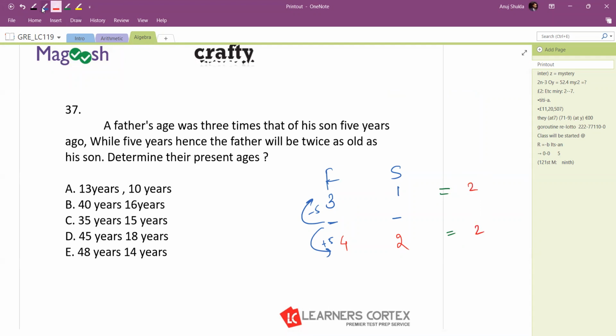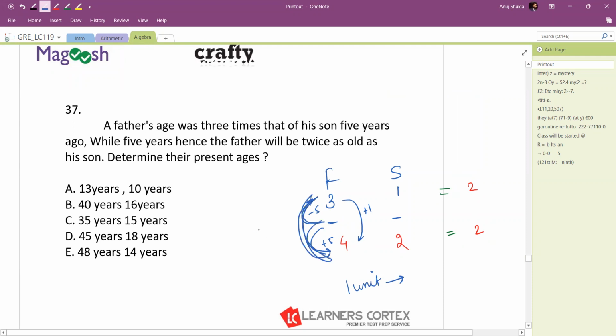Now, again, remember, the father's age is increasing by how much? 1 unit. The father's age is increasing by 1 unit. And 1 unit, how much is it showing? 5 years here and 5 years here. So actually from here to here, how many years are there? 10 years. So 1 unit is proportional to 10 years. Now I can say that 1 unit is 10 years, so 3 is 30 years. This is 10 years. This is 40 years. And then this is 20 years.